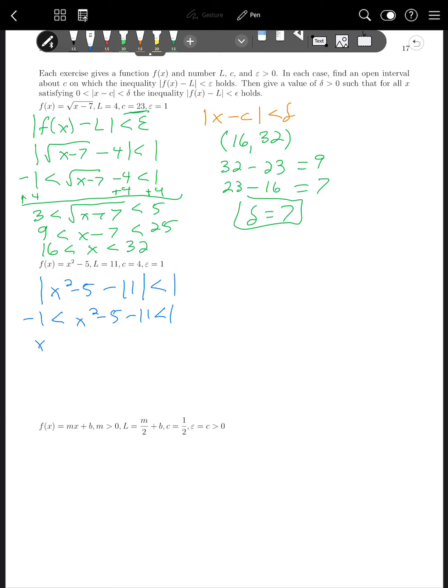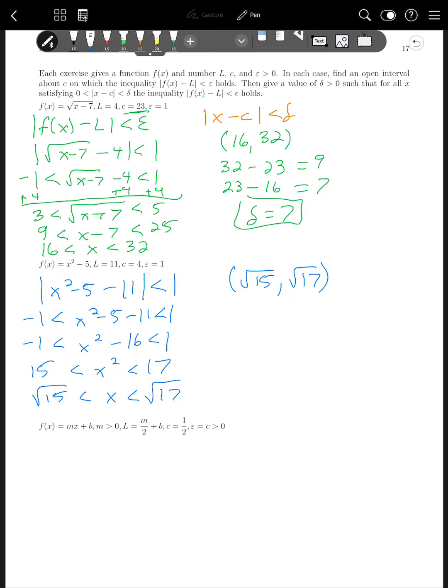Combine like terms. So this is negative 1 is less than x squared minus 16, which is less than 1. And then you can add 16 to both sides. So this is 15 is less than x squared, which is less than 17. And then you can take the square root of all 3 pieces. So this is the square root of 15 is less than x, which is less than the square root of 17. So our interval is the square root of 15 comma the square root of 17.